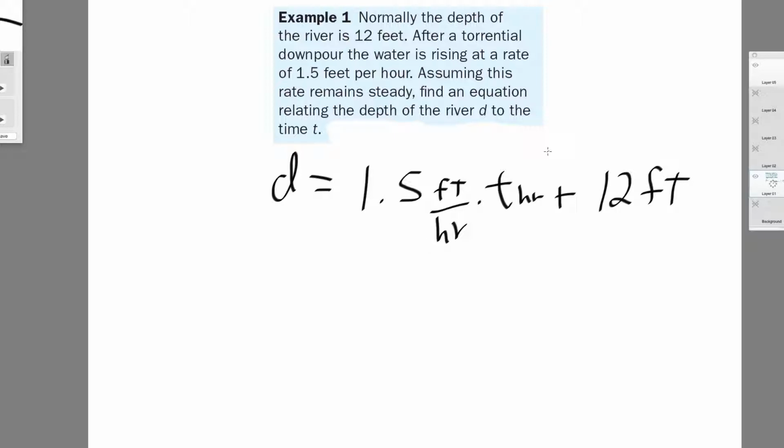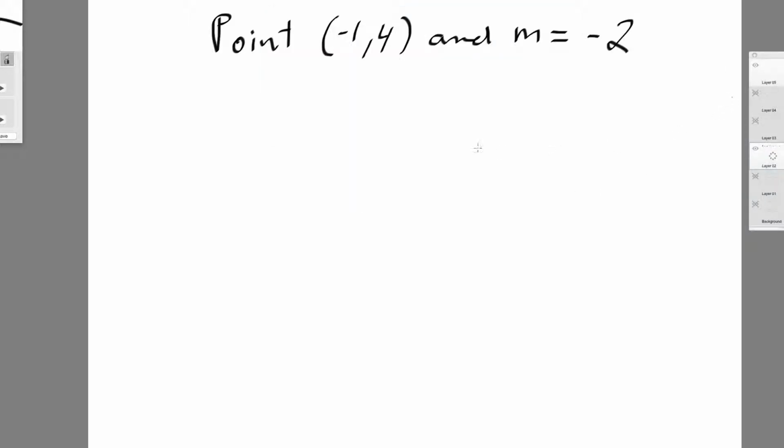This is all pretty easy. We had our y-intercept, we had our slope given, and we've written the equation. So let's take a look at something where maybe we don't know as much right off the bat. We'd like to look at one where we have a point and a slope, but we need to find the intercept. How would we do that? Well, we know that y equals mx plus b. In this case, m is equal to -2. So -2 times x plus b.